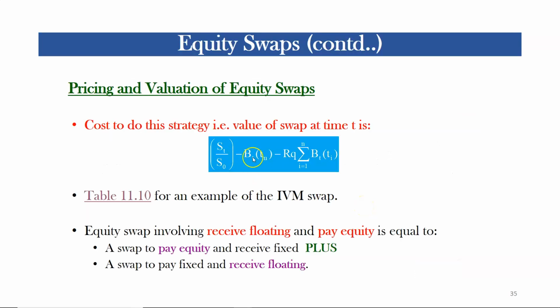The value of the equity swap anytime after it is initiated is the difference between the value of the equity position and the value of the loan or bond, which is given here by the present value of the par value at time t and the present value of all the interest payments at time t. We value the IVM equity swap to illustrate this in table 11.10.